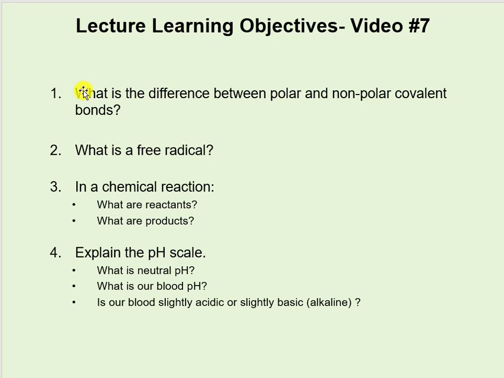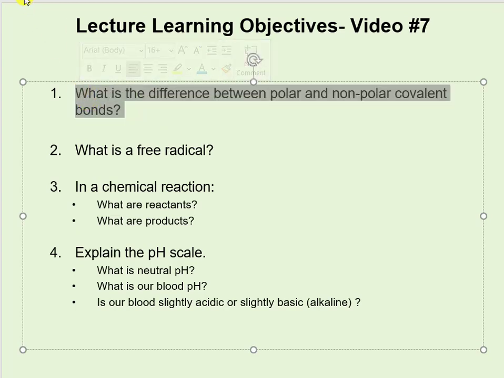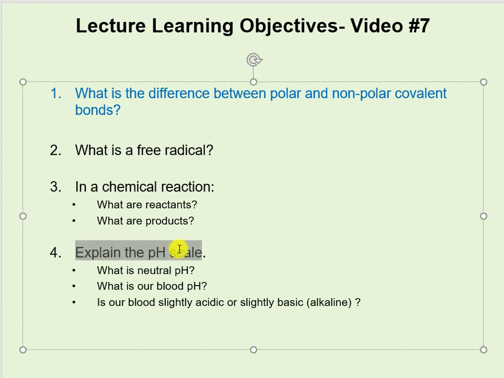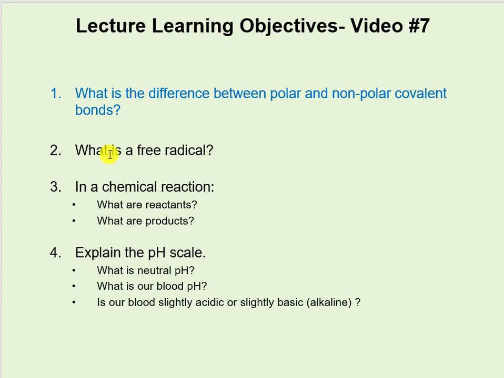The learning objectives for this video are the difference between polar and nonpolar covalent bonds. And really that is the main thrust of it. So I would actually say that this is the most important part. Learning objective number 2 is pretty simple, just a definition. And number 3, this is pretty much just information. And then number 4, this is pretty important as well, but there's not a lot of complexity to it.